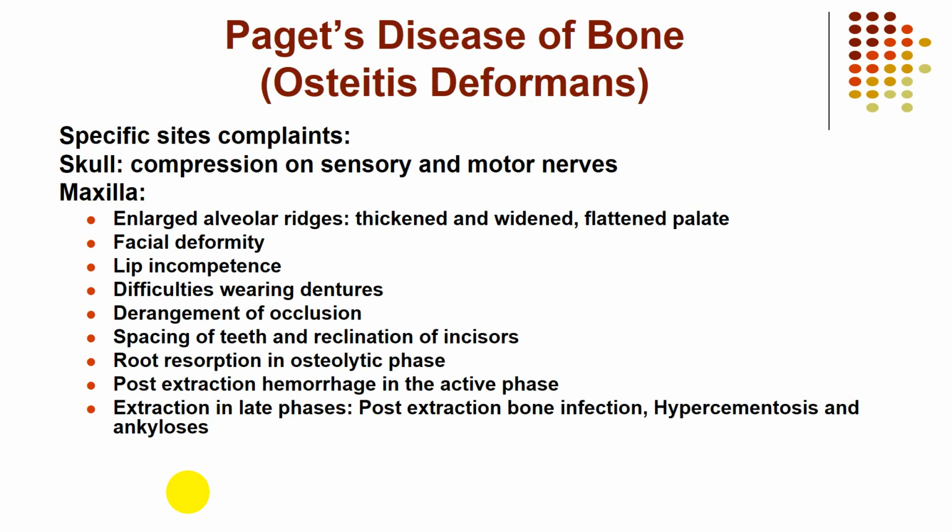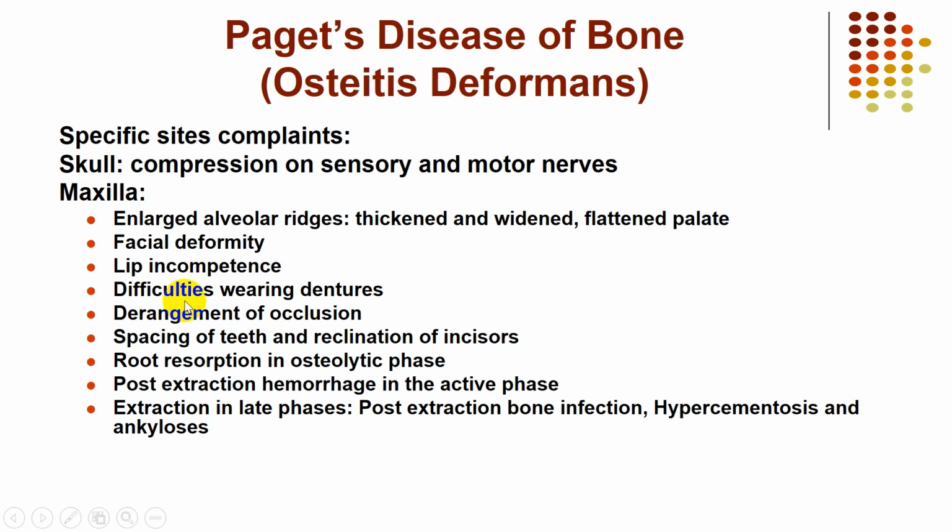If the maxilla is involved, we will have many clinical changes. We will have enlarged alveolar ridges. They are thickened and widened, so the palate is flattened. We will have facial deformity. Imagine that the maxilla and the alveolar ridges are expanding, so for sure we will have facial deformity in those patients. Lip incompetence, because the alveolar ridges are also enlarged and expanded. The lips will also be apart, the upper lip from the lower lip.